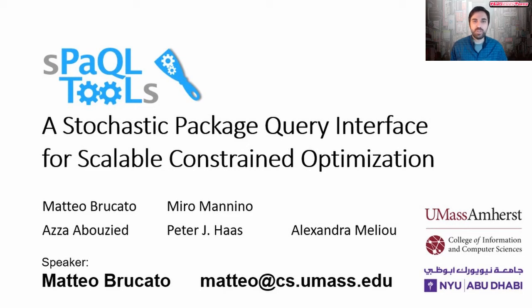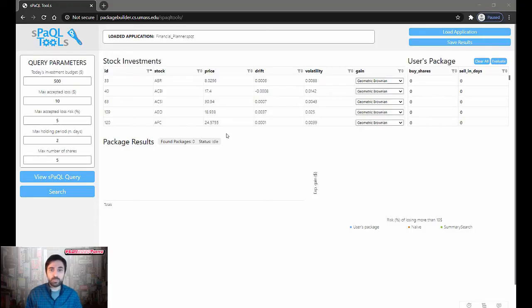My name is Matteo Brucato and I will show you our new interface for stochastic package queries called sPaQLTools. sPaQLTools allows decision makers to make important decisions in face of uncertainty. This is joint work with Miro Mannino and Azza Abouzied from NYU Abu Dhabi and Peter Haas and Alexandra Meliou from UMass Amherst. We will demonstrate how sPaQLTools can help you build good investment portfolios.